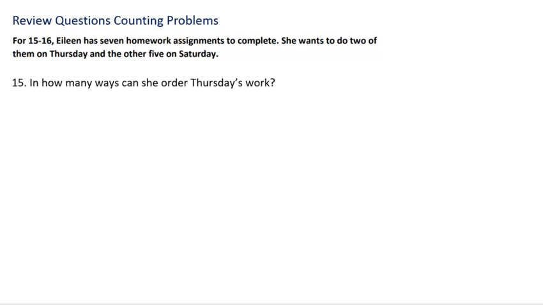All right, so for problems 15 and 16, Eileen has 7 homework assignments to complete. She wants to do 2 of them on Thursday and the other 5 on Saturday. And question 15 is only addressing in how many ways can she order Thursday's work. Now remember, Thursday we are doing 2 homework assignments. How many does she have total? She has 7 homework assignments total to complete.